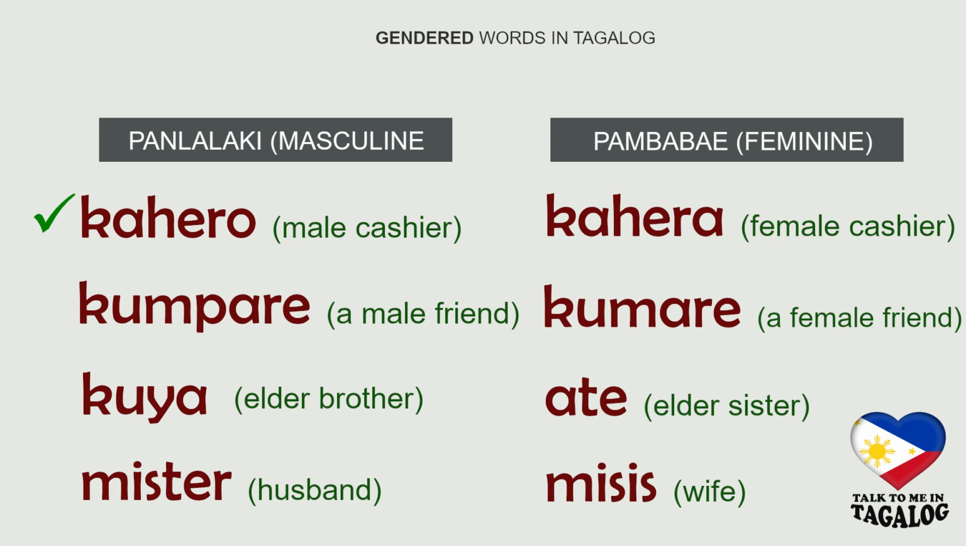Cajero. Male cashier. Cajera. Female cashier. Compare. A male friend. Comare. A female friend. Kuya. Elder brother. Ate. Elder sister. Mister. Husband. Mrs. Wife.